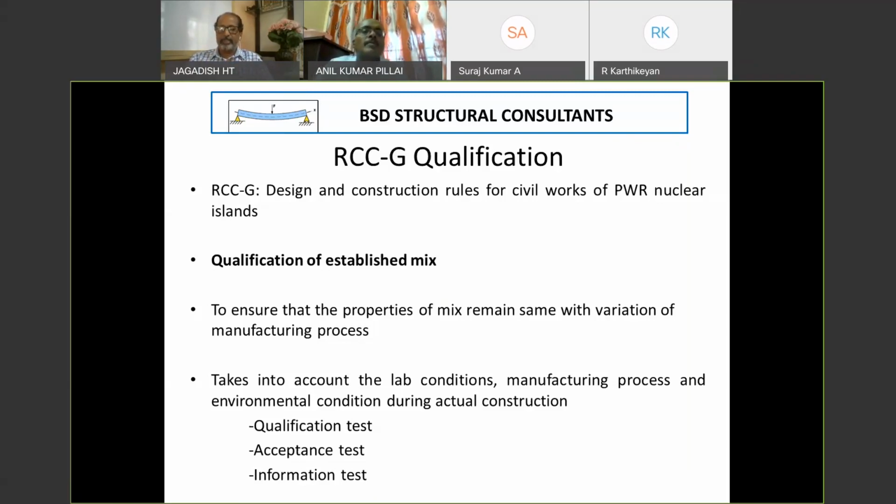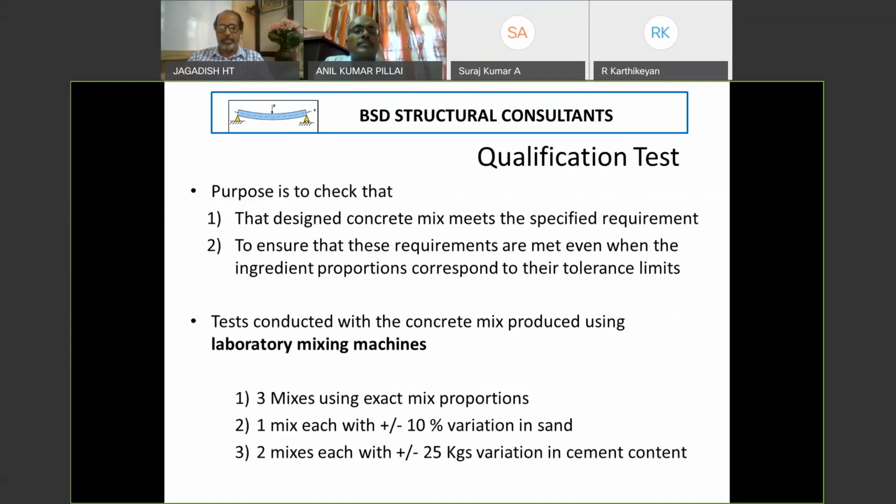Okay, there are 3 tests that we need to do as per RCC-G: qualification test, acceptance test, and information test. Let us see each of them. Qualification test. The purpose is to check that the designed concrete mix, design meaning, again I'm telling, as per IS code you have done the design already, meets the specified requirement. Yes, this is simple, known to all of us. But in addition, to ensure that these requirements are met even when the ingredient proportions correspond to the tolerance limit. So even with the tolerances we are supposed to get the consistency.